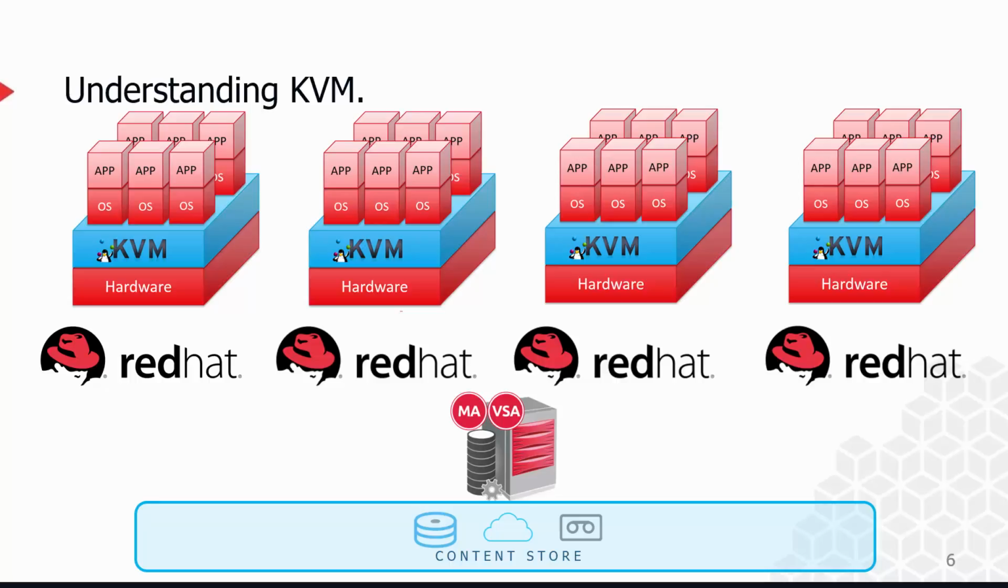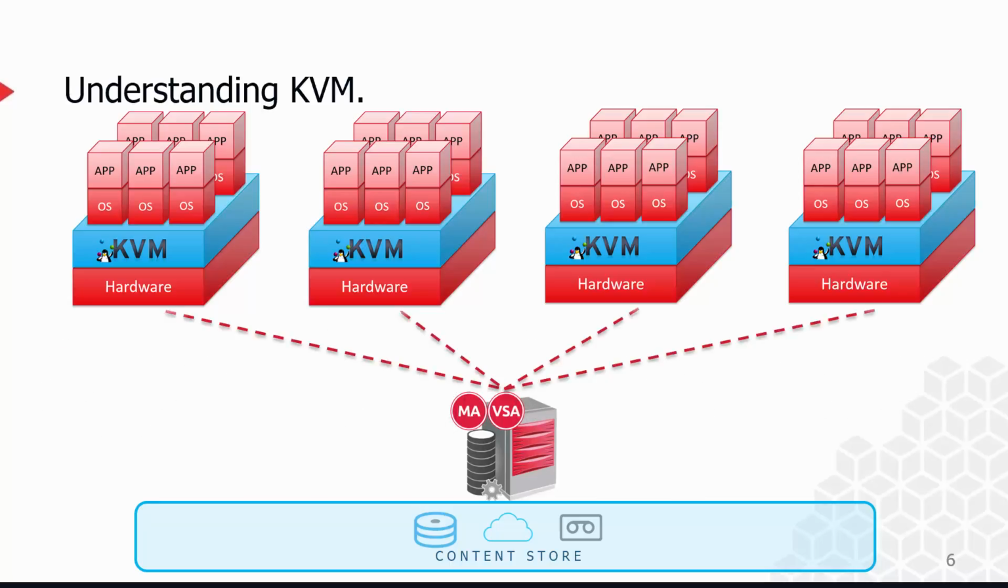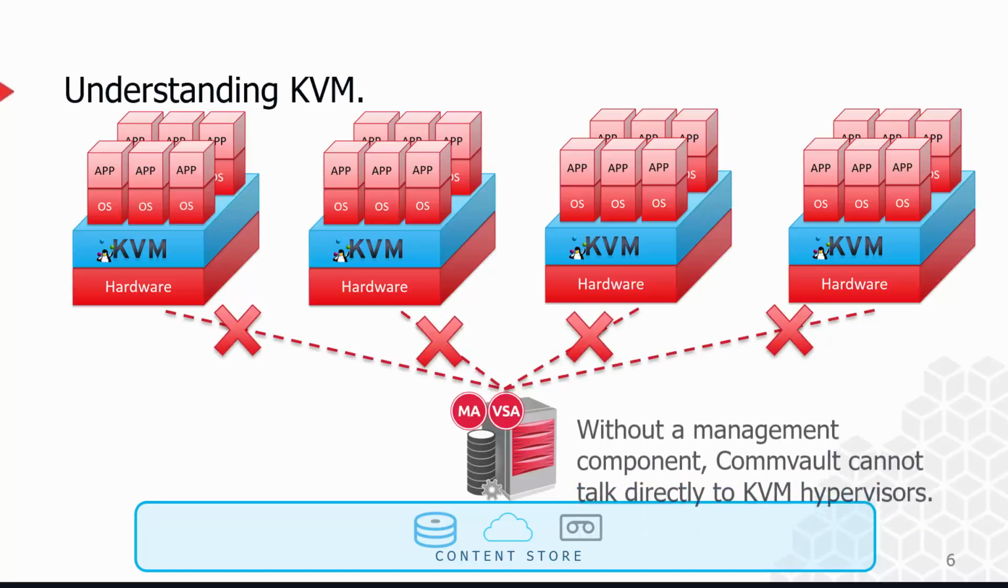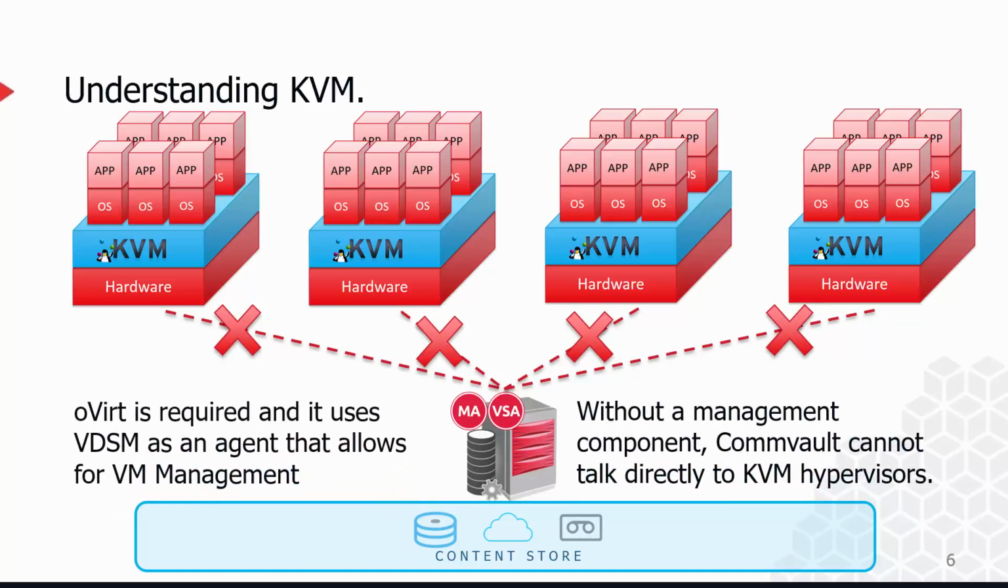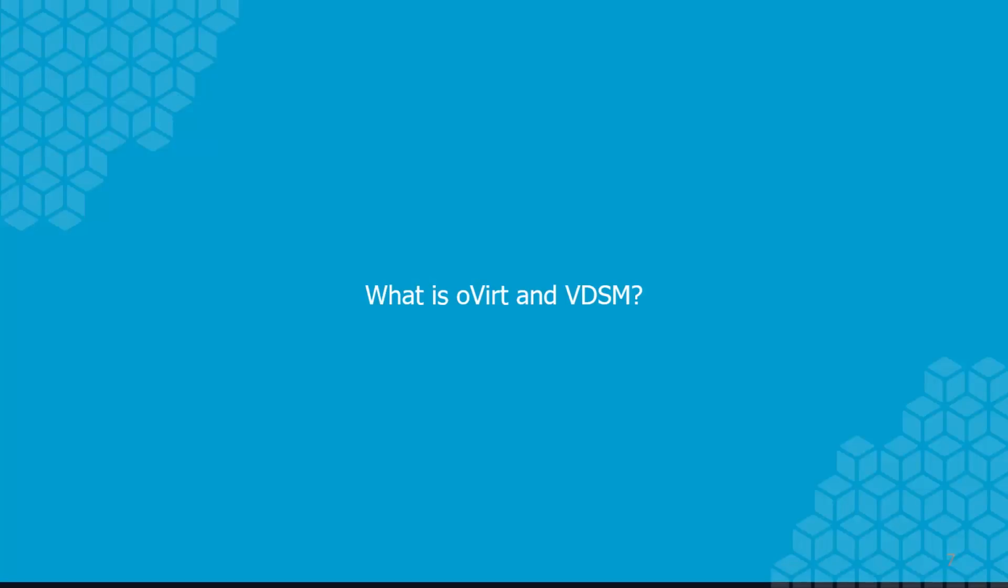Unlike ESX hosts, we cannot use a direct hypervisor communication method since there is no API mechanism to do so. To talk to KVM hypervisors, we will need a centralized management component like the oVirt Engine and the appropriate API mechanisms such as VDSM for the KVM hypervisors to understand the necessary calls. What is oVirt and VDSM?